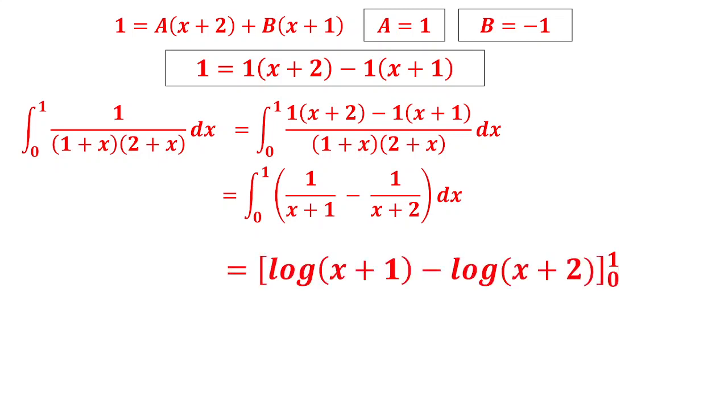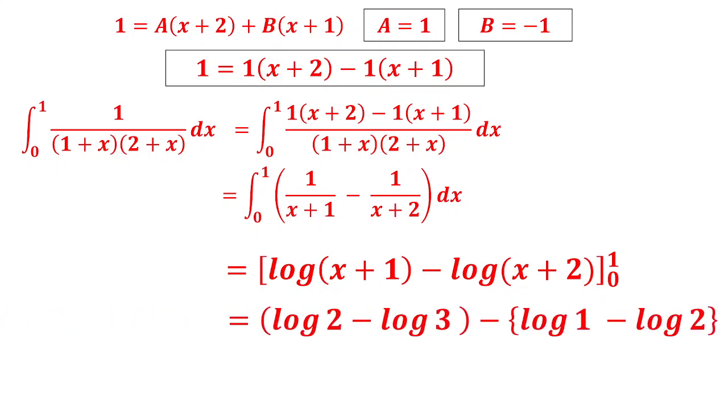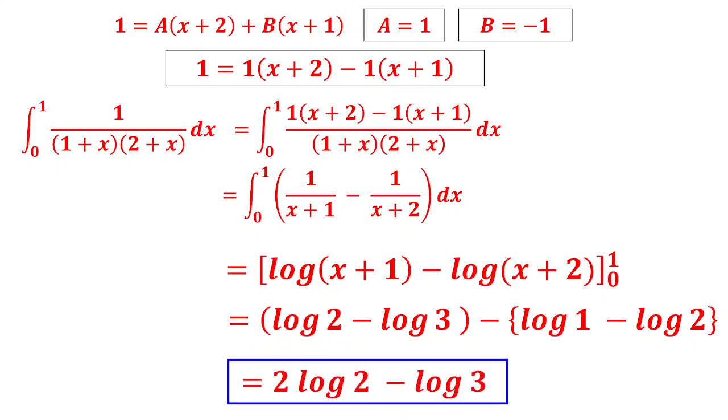Now when you do the integration, it will become log of x plus 1, the first term, minus log of x plus 2, the second term, from 0 to 1. Now you put 1, it will become log 2 minus log 3. You put 0, it will become minus of log 1 minus log 2. Now it will become 2 log 2. Log 1 is 0, so you get 2 log 2 minus log 3.